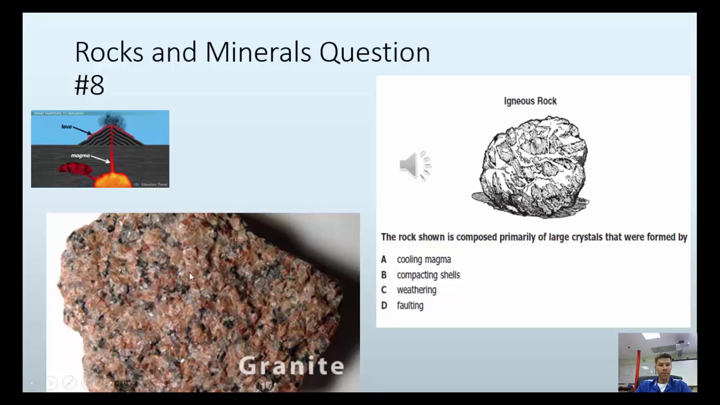And just remember, the cooling of magma is very, very slow, and that gives a rock time to form these crystals, like granite that makes such lovely countertops.